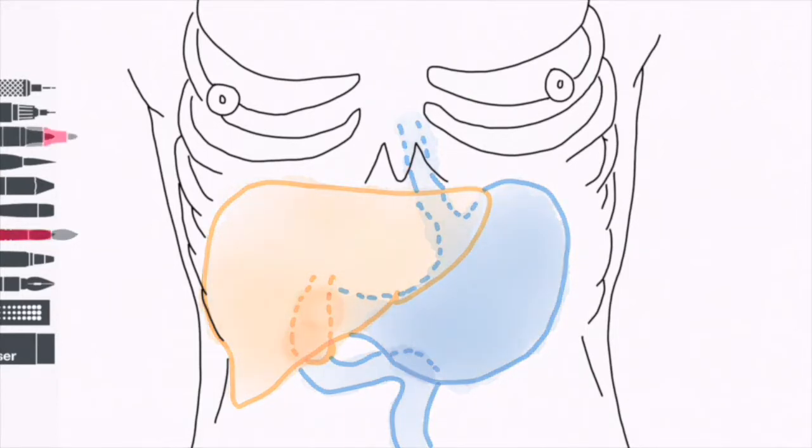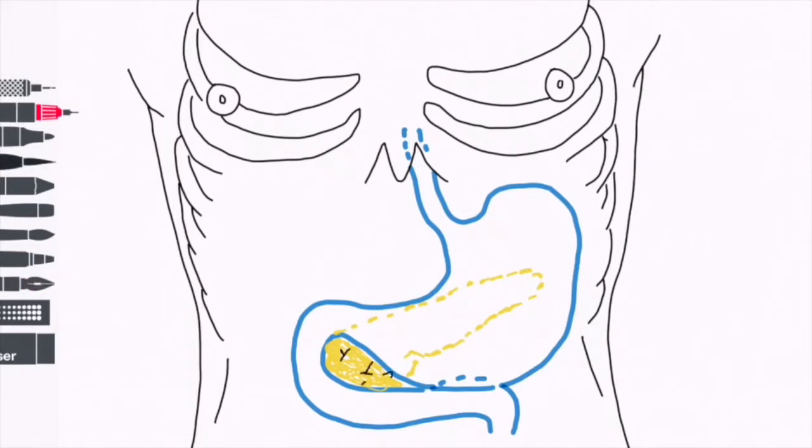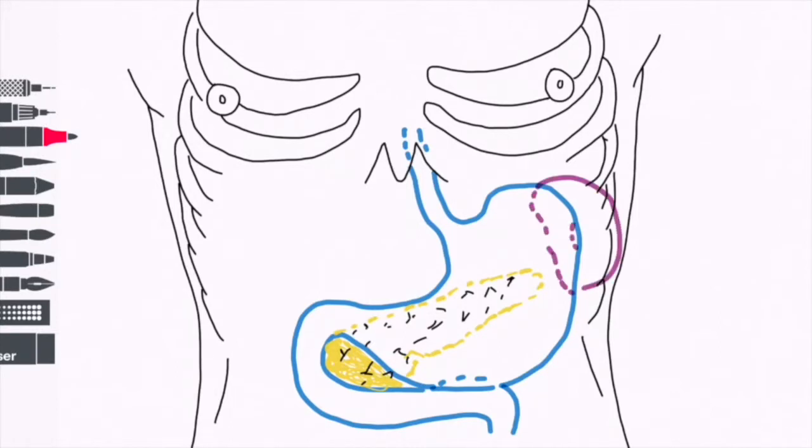Okay, so now we've removed the liver and we can clearly see the stomach, the duodenum, and we're also going to see the little pancreas, which is actually behind the stomach and tucked into the C-shaped duodenum. And I'm also going to show you where the spleen is. It's in the left upper quadrant, tucked behind the stomach.